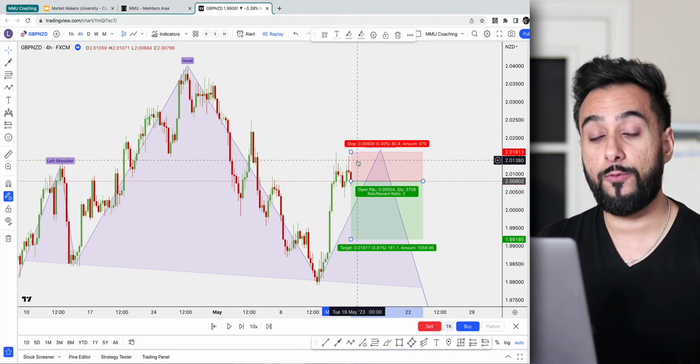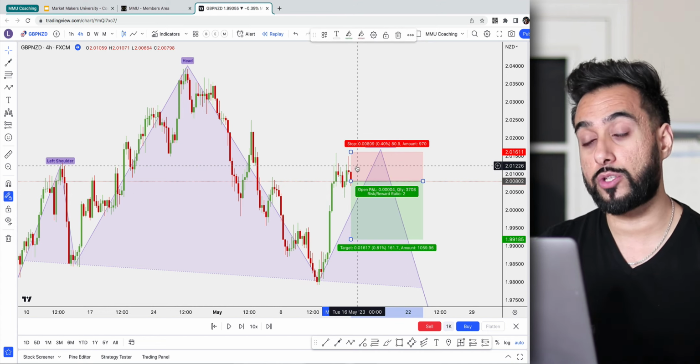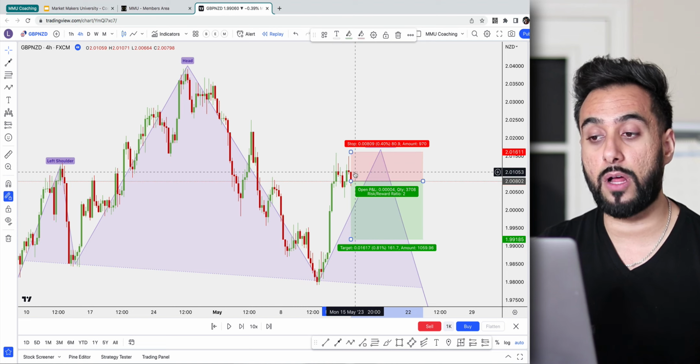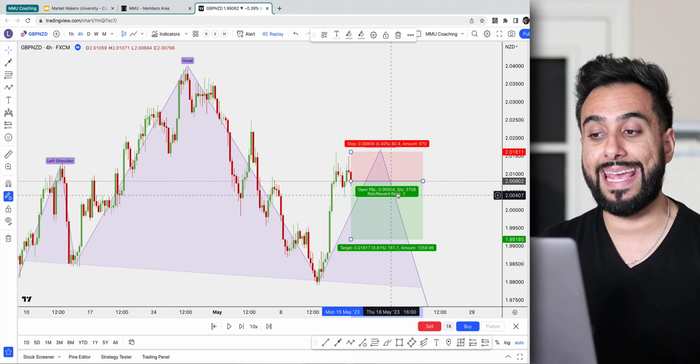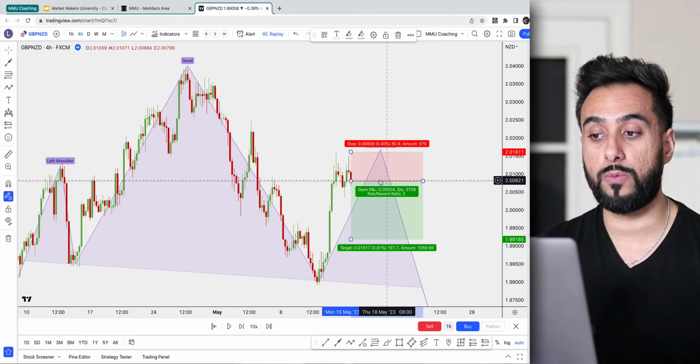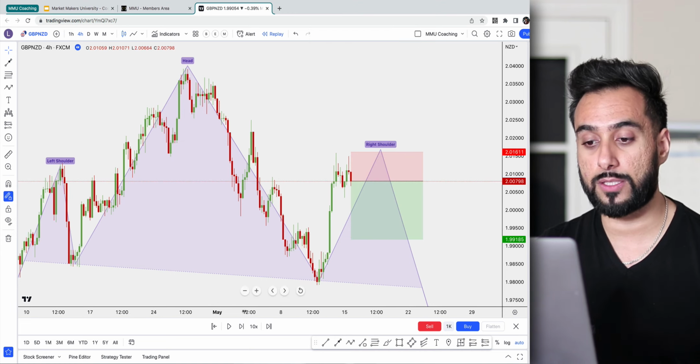So for example, if we risked $5,000 on this trade, meaning if you got this trade wrong, we'll lose $5,000. But if you get this trade right, we're looking to gain $10,000. That is a risk to reward ratio of 2. So let's go ahead and continue.